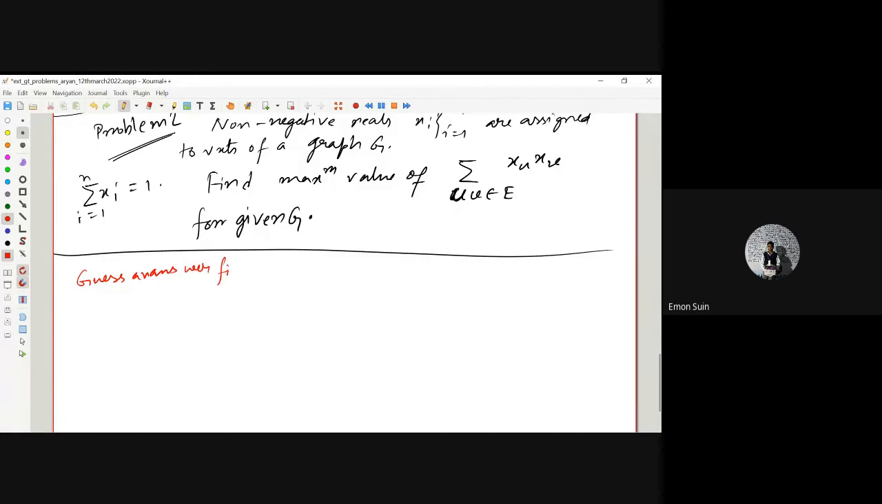UV in edge, and then is the graph connected or complete or something? No, in general, the graph can be any general graph on n vertices.